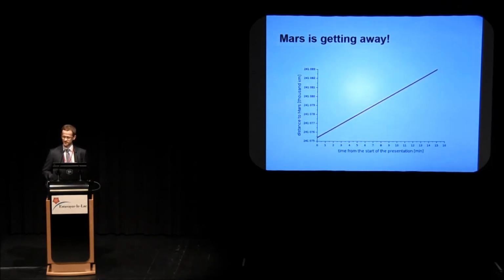Yesterday I had an idea to check how far away is Mars from the Earth. And I did that simulation, making that simulation took me about 5 minutes. And at time 0, the time my presentation started, Mars was about 241,075,000 kilometers from Earth. And by the time I'm finished, it will be about 7,000 kilometers further. So if you want to send a CubeSat to Mars, we should get on it.